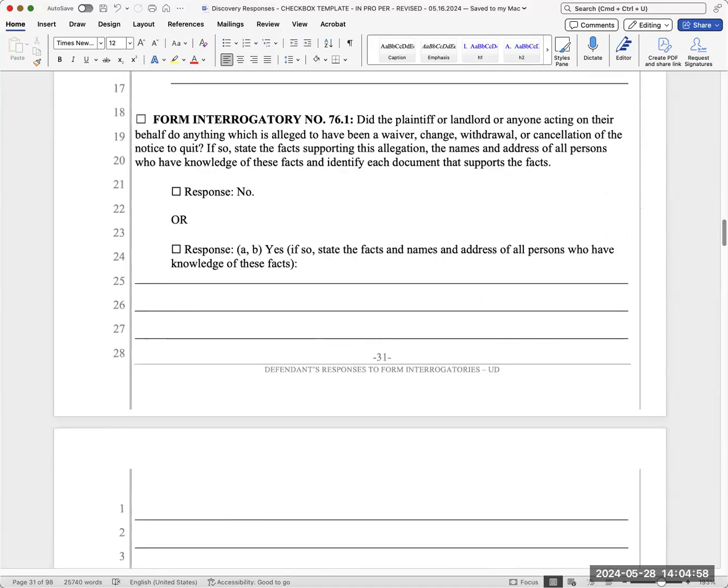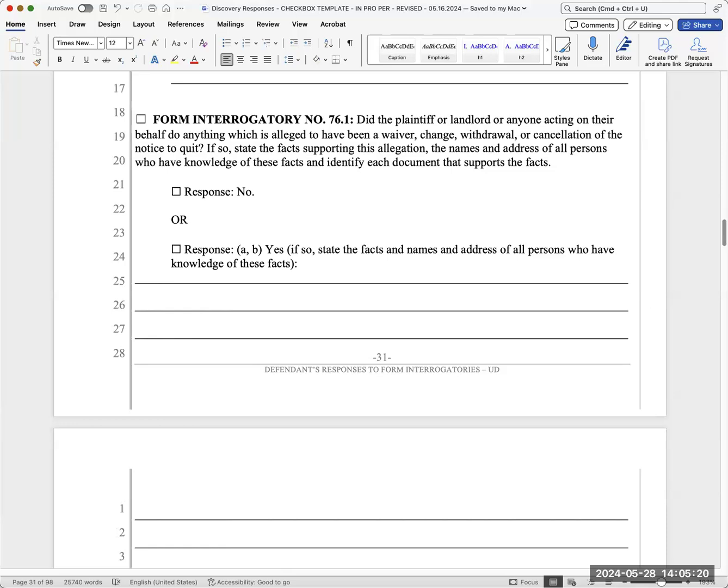76.1. Did the plaintiff or landlord or anyone acting on their behalf do anything which is alleged to have been a waiver, a change, a withdrawal, or cancellation of the notice to quit? If so, state the facts supporting this allegation, the names, the addresses, and all persons who have knowledge of these facts, and identify each document that supports the facts.